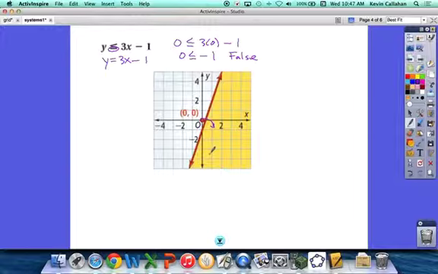Now, if you understand that this is solved for y, then you could have just looked at that less than or equal to. Since it's solved for y, less than means below the line. And so here's your line, just shade below. So in either case, you get the shading where it belongs.